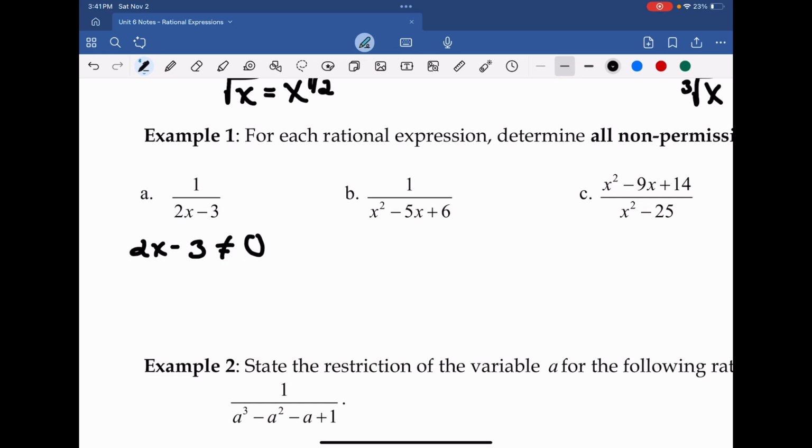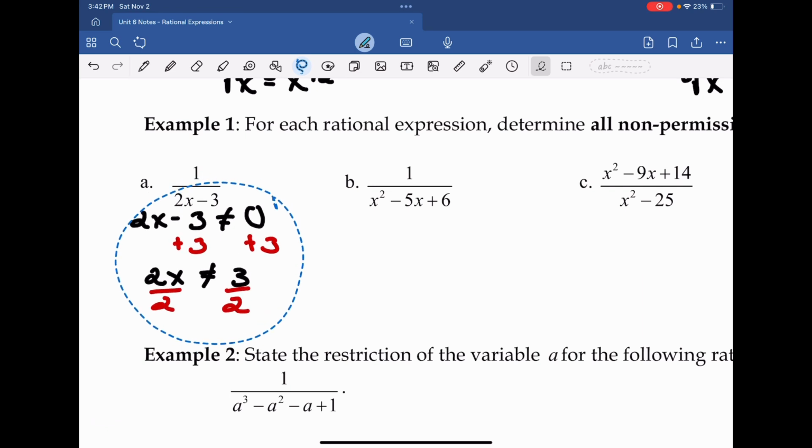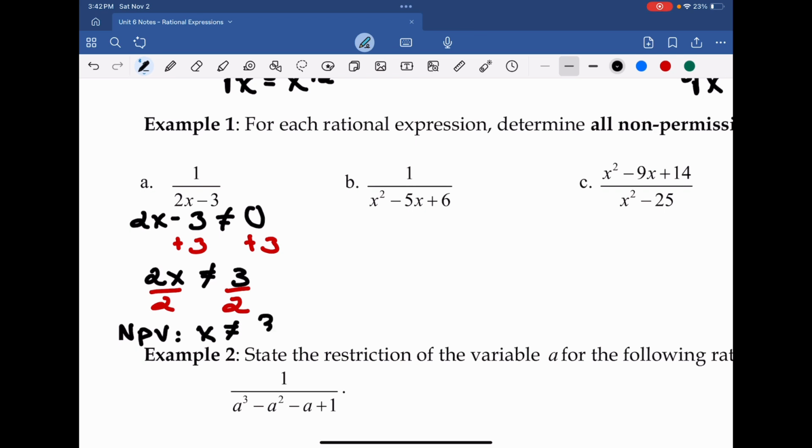If we isolate this for x, if I add 3 across, plus 3 and plus 3, this is going to give me 2x cannot equal positive 3. I divide both sides by 2. We end up getting, and I'm going to shuffle this up here so that it's out of the way, there we go. Our NPV, which we short form for non-permissible value, is where x cannot equal 3/2. Perfect. So 3/2, there's our non-permissible value.